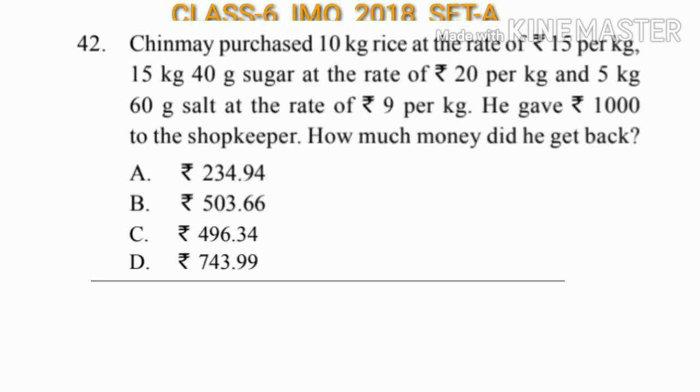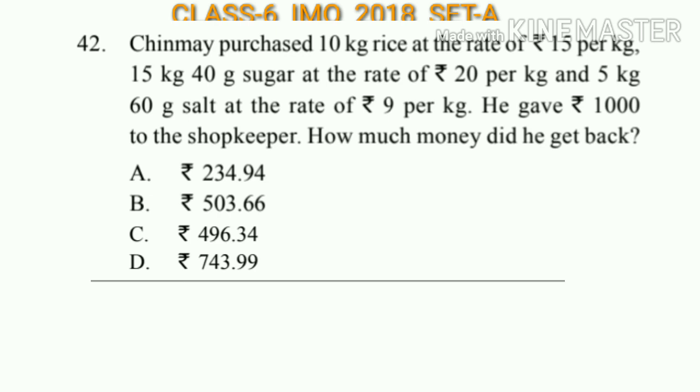Question number 42. Chinmay purchased 10 kilogram rice at the rate of 15 rupees per kg, 15 kg 40 gram sugar at the rate of 20 rupees per kg, and 5 kg 60 gram salt at the rate of 9 rupees per kg. He gave 1000 rupees to the shopkeeper. How much money did he get back?